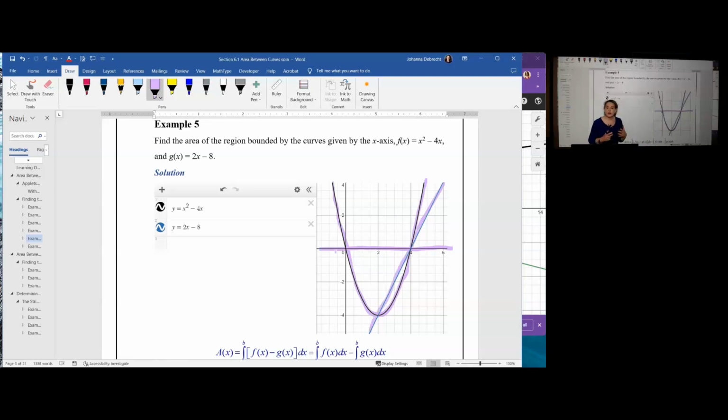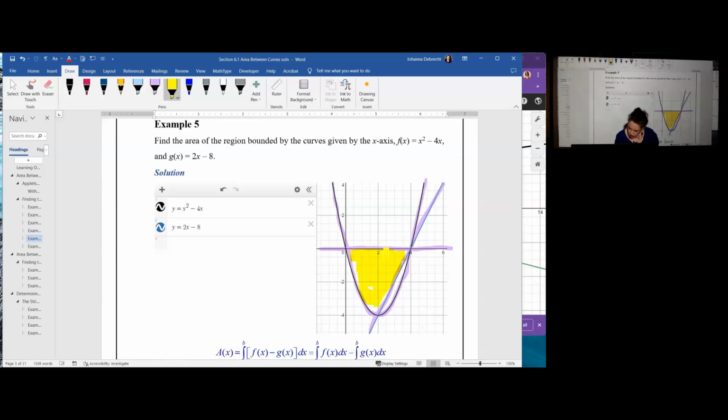I'm looking for a region that touches all 3 curves and holds water. This region is clearly bounded, but it doesn't touch the x-axis. That's not the one I'm looking for. This region in here, however, touches the x-axis above. On the left, it touches the parabola, and on the right, it touches the line. The region we're trying to find the area for is the yellow shaded region here.